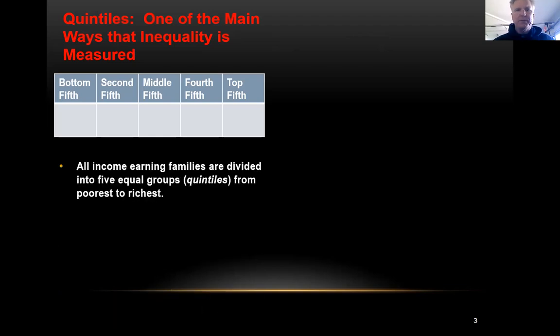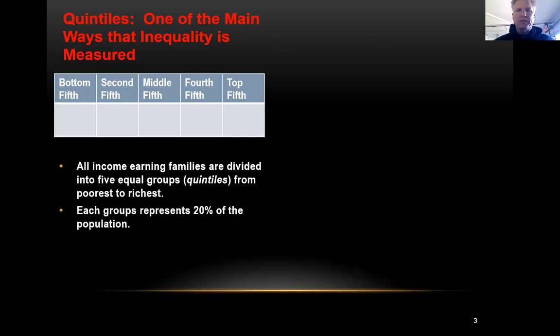So what are we talking about here? All income, if we're thinking about income and not wealth, is divided into 5 equal groups from poorest to richest. Okay, so this is kind of a hypothetical here.